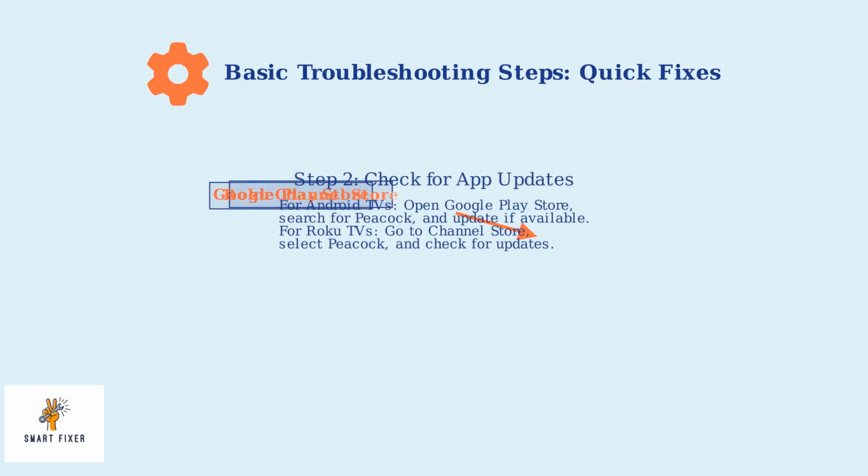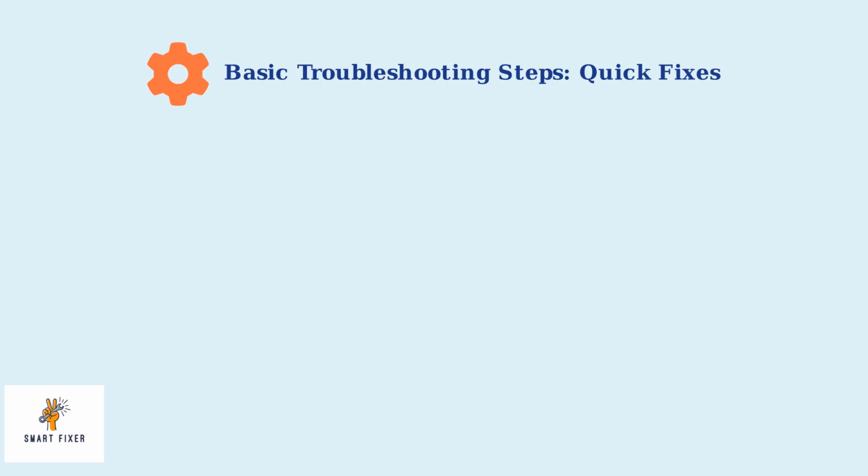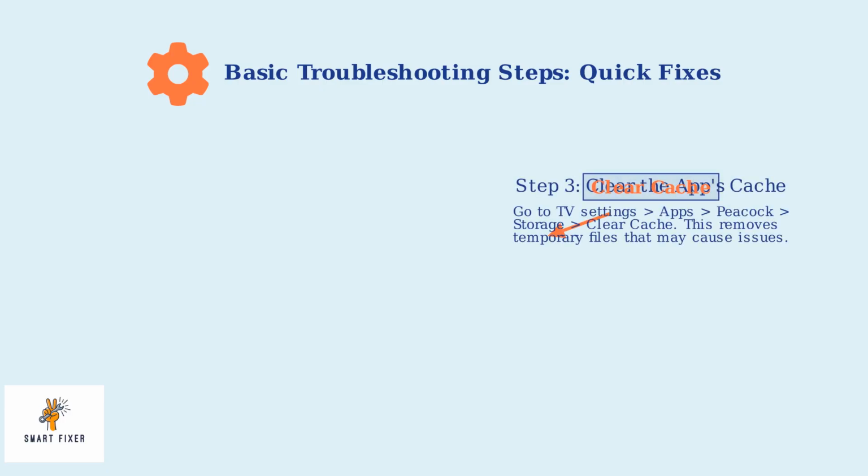Next, check for Peacock app updates. On Android TVs, open the Google Play Store, search for Peacock, and update the app if an update is available. For Roku-powered TCL TVs, navigate to the Roku Channel Store, select the Peacock channel, and check for any available updates to ensure compatibility.